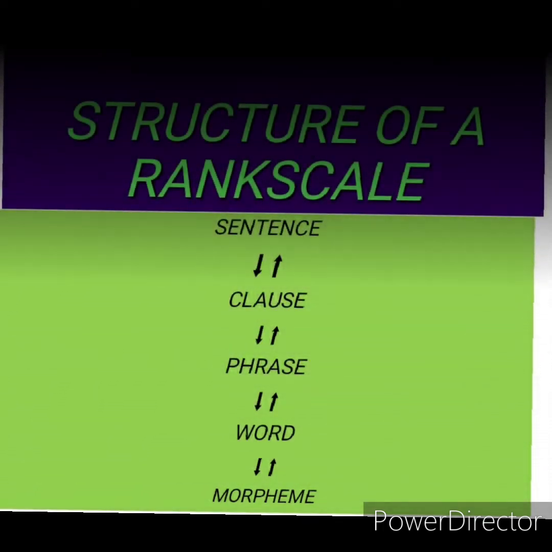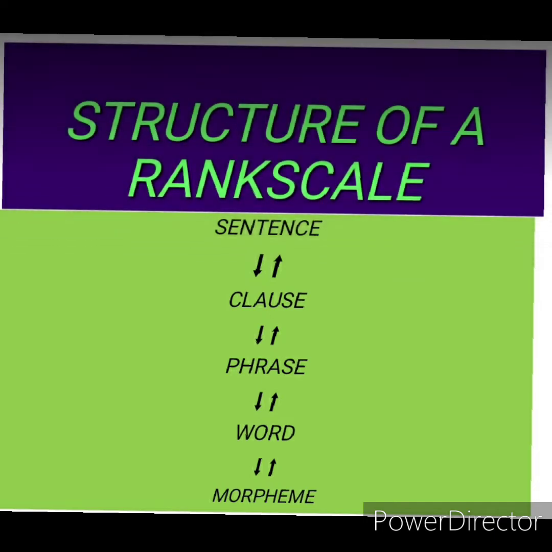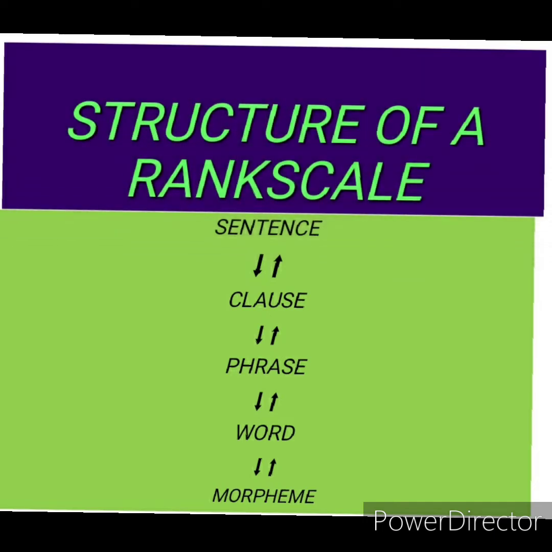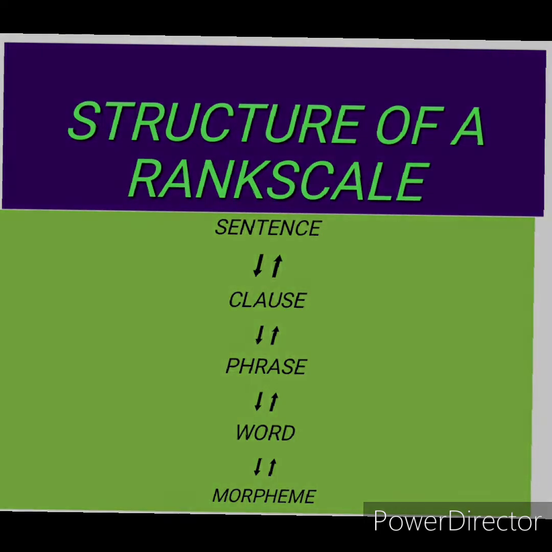Now let's look at the structure of a rank scale. You have sentence, clause, phrase, word, and a morpheme. And we said it can be in 2 folds, that is from highest to lowest or from the lowest to the highest. Now looking at the structure, you can see that there are 2 arrows with one pointing down and the other pointing up. So that is the structure of a rank scale.